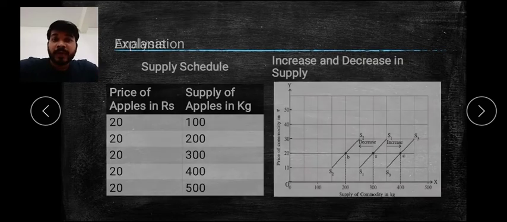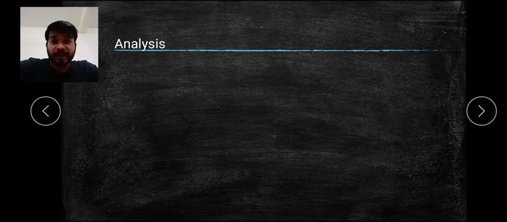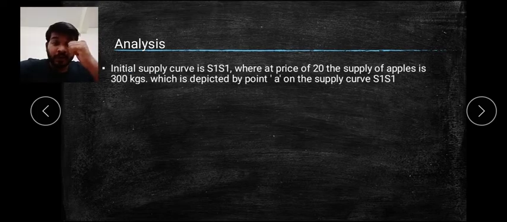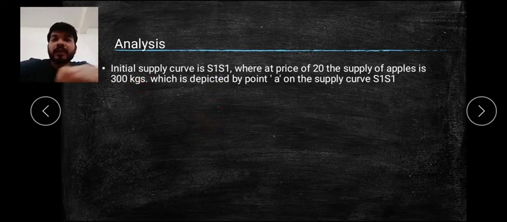So let's move to the analysis. What analysis can we make? The very first thing, we should write the scale and what is represented, that is the x-axis and y-axis. Then initially the supply curve S1 has a price of 20 and a supply of apples of 300 kgs, which is shown as point A on the supply curve S1. At rupees 20, apples are sold at 300 kilograms.